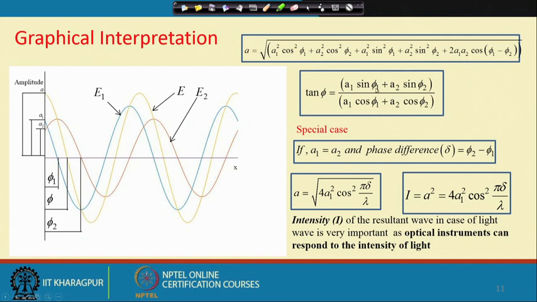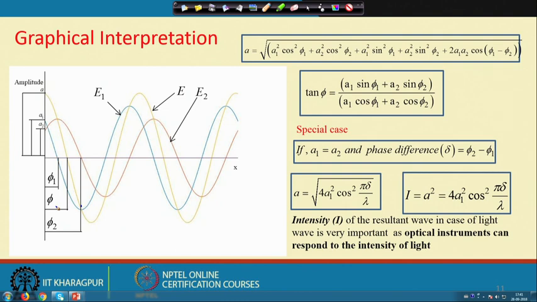So, we know phi 1 and phi 2, A1 and A2, so we can compute tan phi. Essentially this is the phase for phi 1, and this is the phase for phi 2, the second wave. The first one is the blue one, the second one is the brown one, and the yellow is the resultant one. The resultant one will have the phase angle phi, and the amplitude will be A.